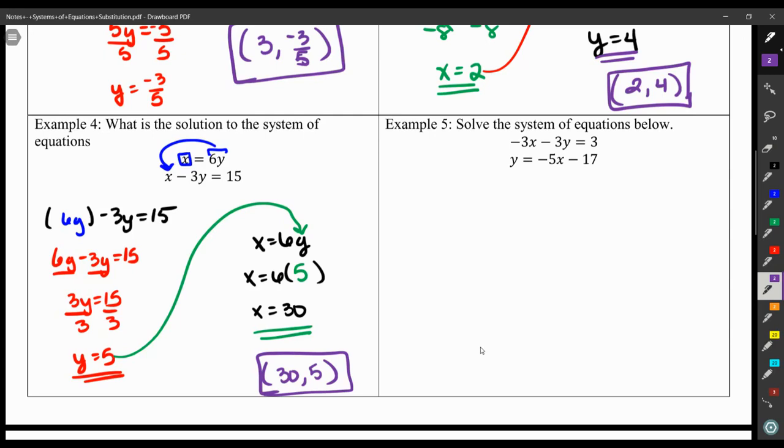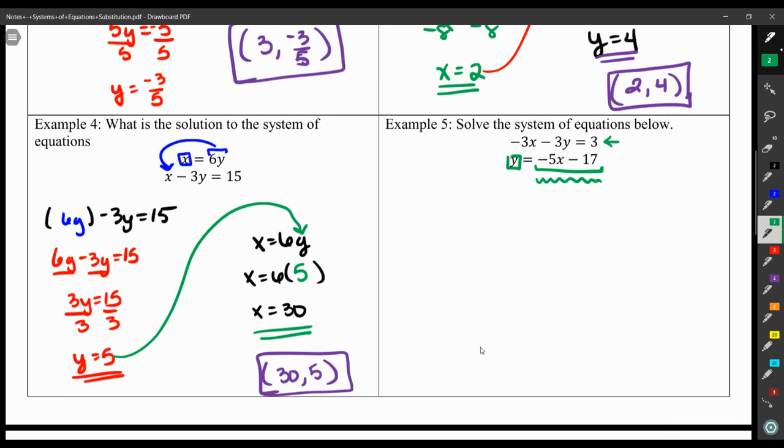So for example 5, we're getting a little more complicated. We still have a variable that is isolated. We still have y completely by itself, but now y is equal to not only a number and x, but also a number times x and then subtracting another. This is kind of getting complicated. The process does not change. We're still going to replace y in the top equation, what it is equal to, with what's at the bottom.